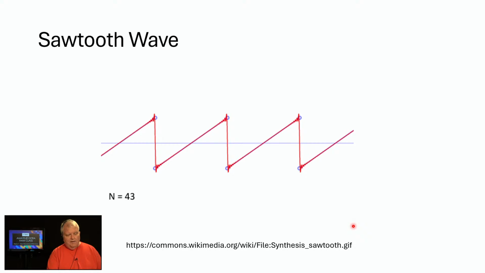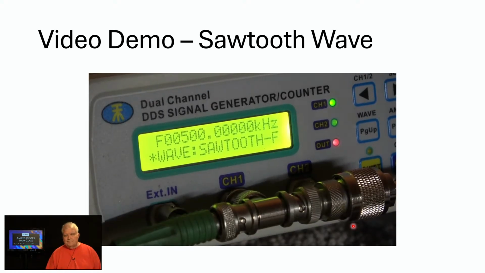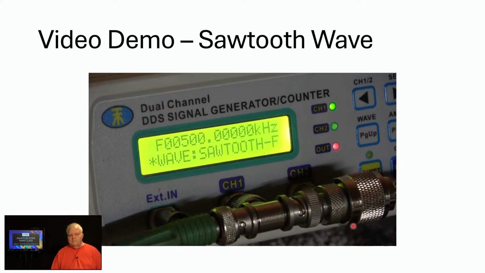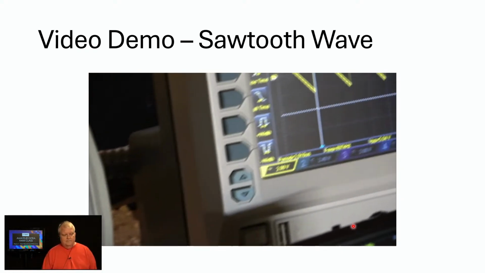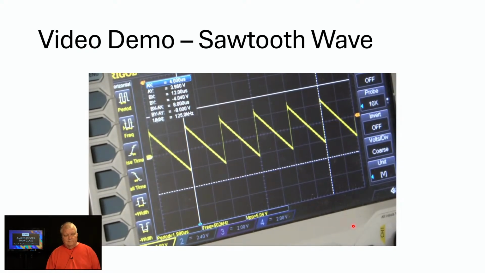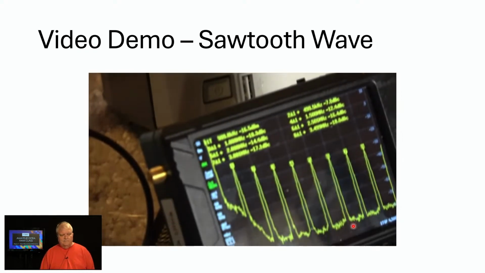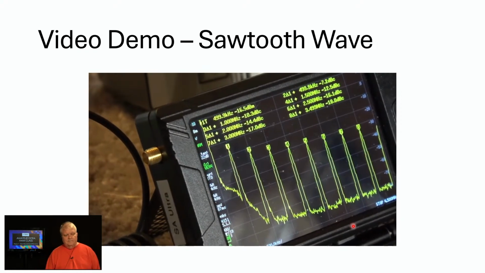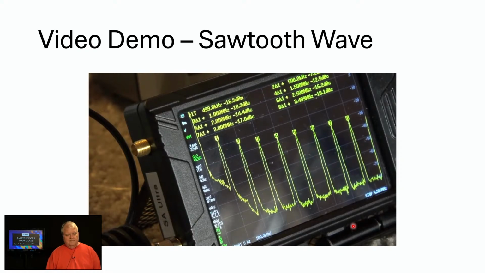And once again, the workshop is here. And now we have the generator set to output a sawtooth wave. And you can see what it looks like in the time domain on the oscilloscope. And on the tiny spectrum analyzer, we can see that its components are the fundamental plus all of the harmonics.